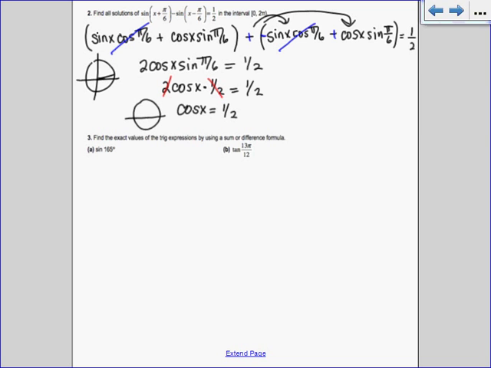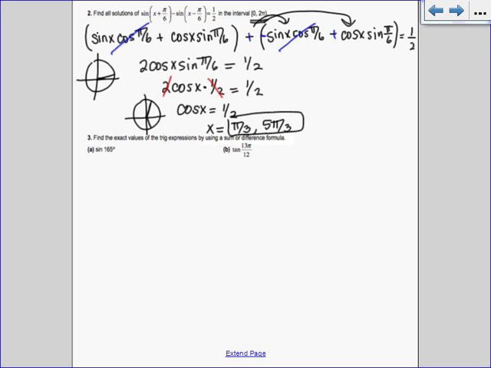If we want cosine of x equal to 1/2 on the interval 0 to 2 pi, so not all solutions, not an infinite number of solutions, but just the solutions on 0 to 2 pi, then x ends up being pi over 3 and 5 pi over 3. So those are my two solutions.